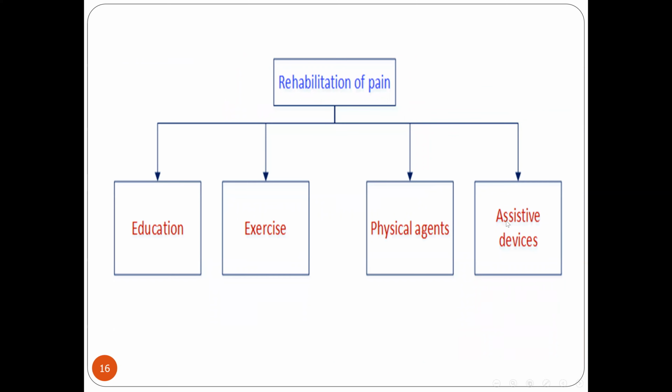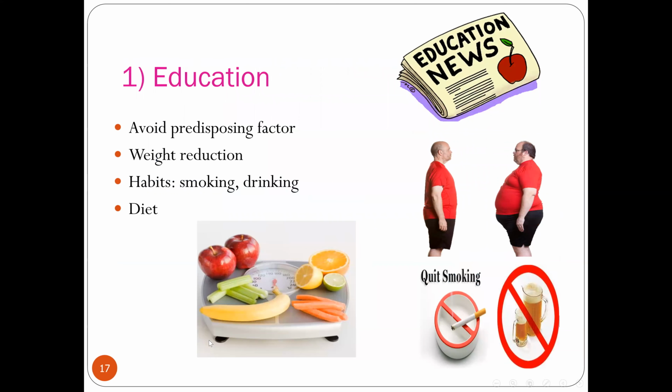How do we rehabilitate a patient with pain? We have four important domains: education, exercises, physical agents, and assistive devices. Education. What should we educate the patient? At first, you should educate the patient to avoid predisposing factors. Then weight reduction, quitting bad habits like smoking or drinking, and eating a healthy diet, fresh fruit and vegetables.